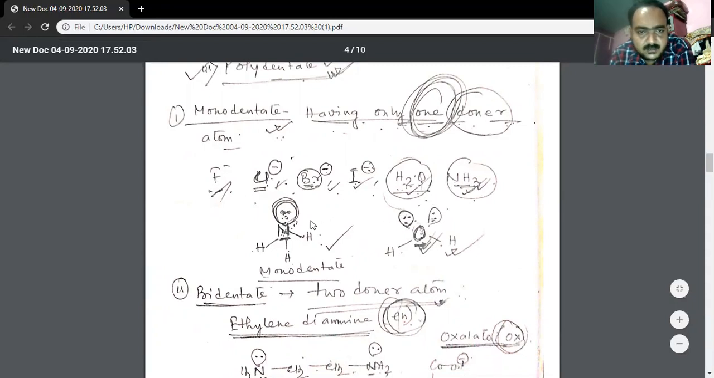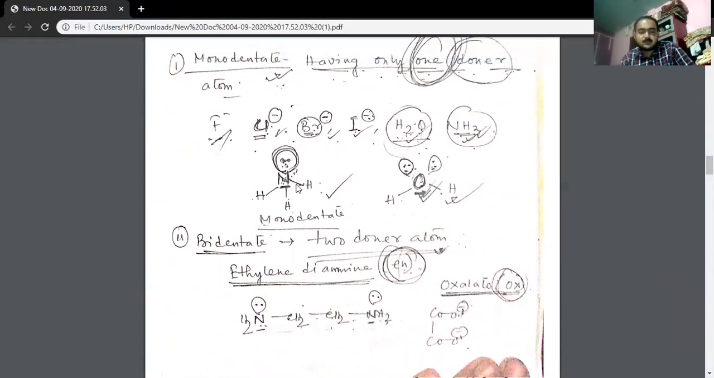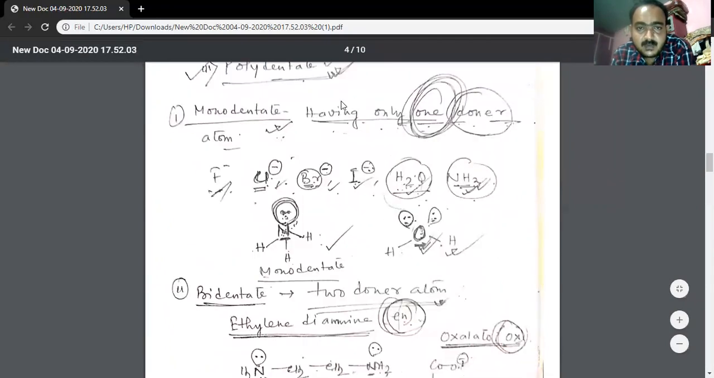Now we should draw the structure of ammonia. NH3 is a pyramidal structure, so the lone pair is present in the apical position. You should see from here that the definition of denticity is how many donor atoms are present, and here there is only one donor atom.